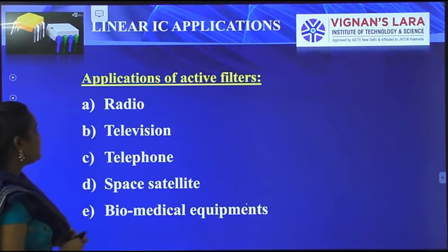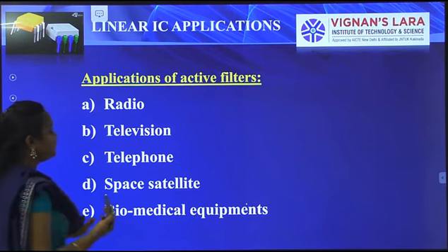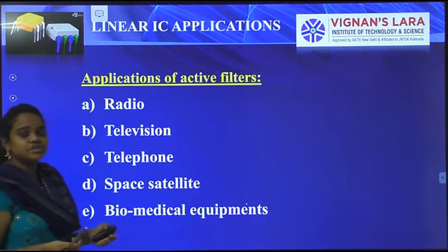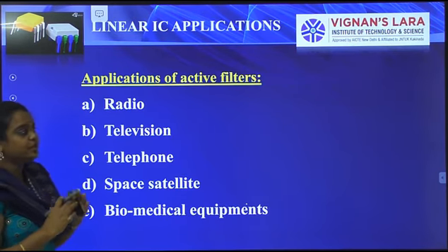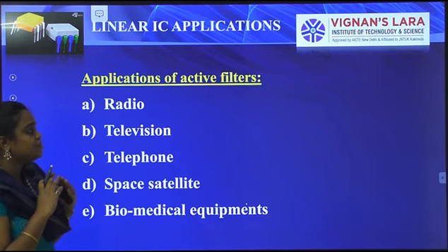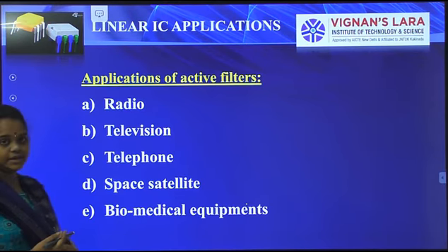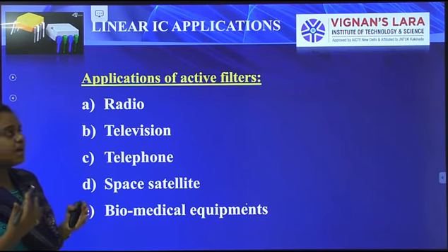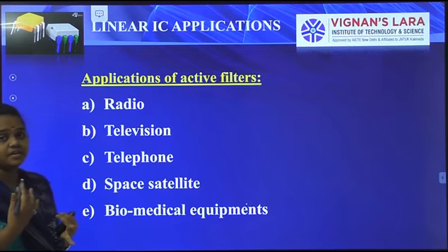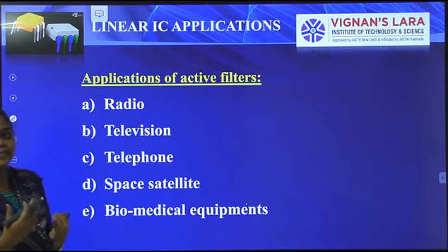So here, applications of active filters: where we are using the active filters, in the radio. A filter means an electronic component which is used for passing only that type of frequency; other frequency bands are attenuated. That process is called filtering. Here, an active filter uses components such as transistors along with an op-amp circuit, so it is called an active filter.